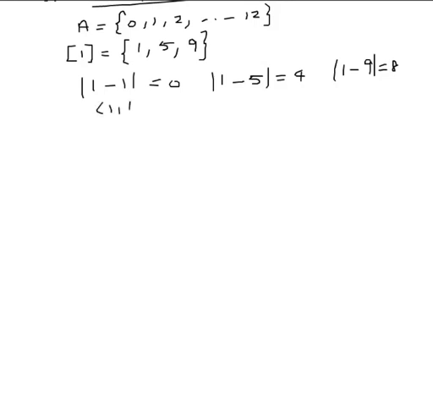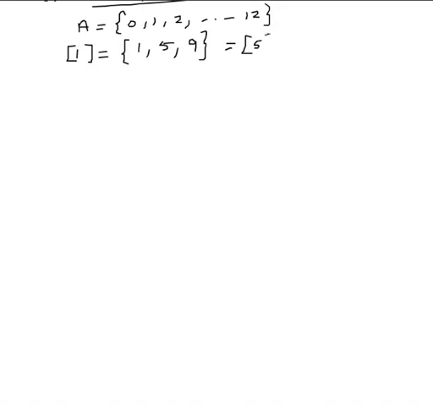So (1, 1) will be in R and (1, 5) will be in R. (1, 9) is also in R. Therefore, the equivalence class of 1, or the elements which are related to 1, are nothing but 1, 5 and 9. If we write the equivalence class of 5, you will have the same 3 elements. Equivalence class of 9 also will have the same 3 elements in this case. So this is the answer.